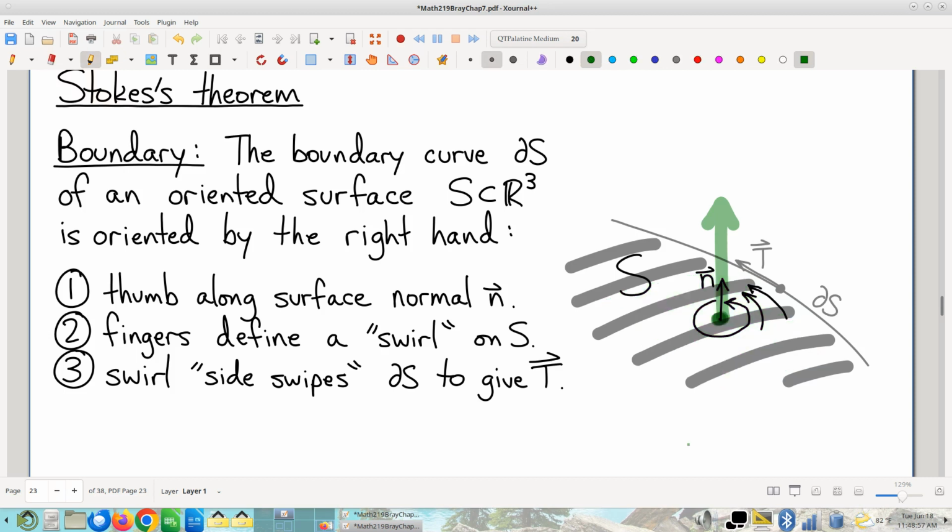And then you use your right hand. That's the standard. It's arbitrary but standard. Right hand. As you know, we use our right hands for a lot of things in this course, right? You put your thumb in the direction of the surface normal. In this case, it's upward. It could be downward. It could be to the side. It could be that way. Whatever. In this case, upward. Thumb in the direction of that.